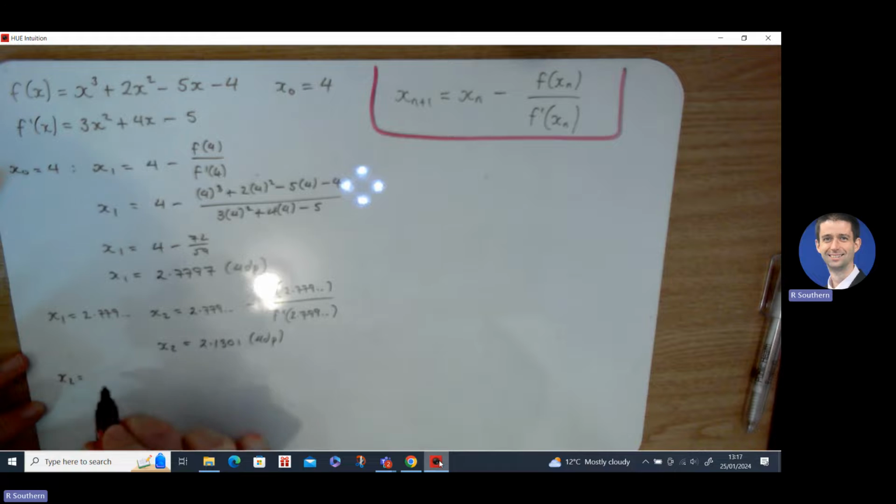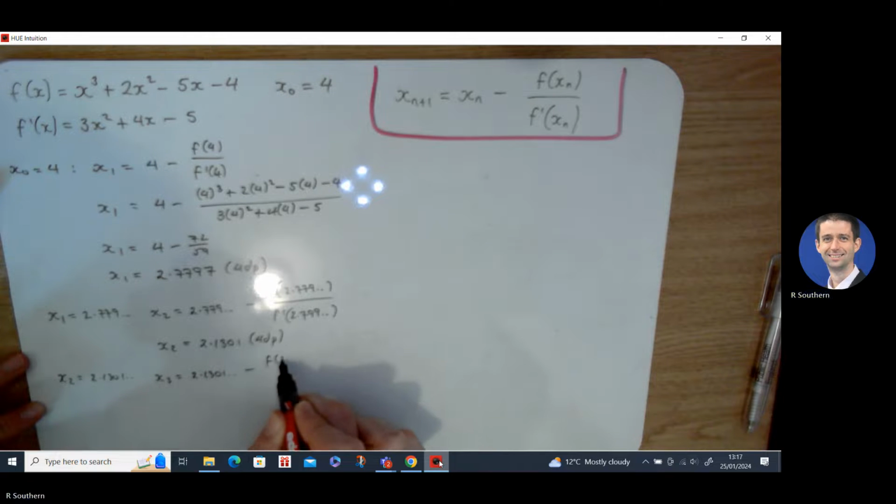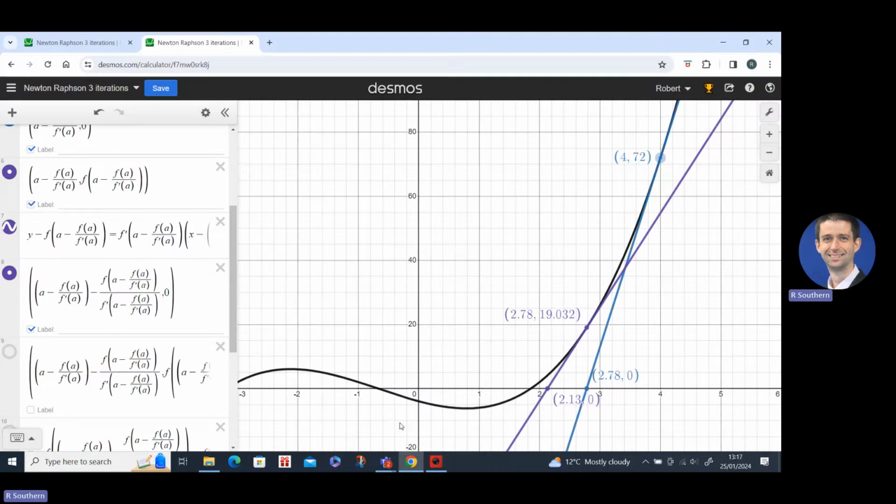So we've got x2 is equal to 2.1301. So x3 is going to be 2.1301 minus 2.1301 subbed into the original function over 2.1301 subbed into the differentiated function. And to 4 decimal places, that comes out as 1.8914. So just pop back onto Desmos then, and we'll just do that last one.